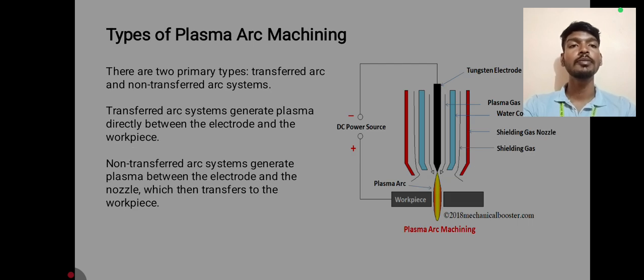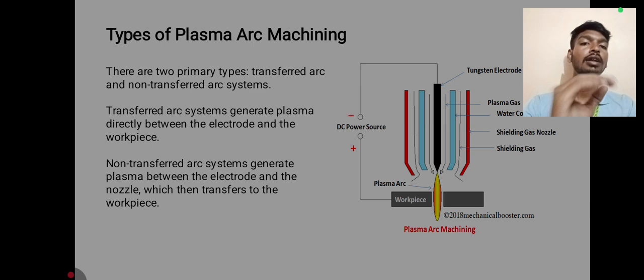Types of plasma arc machining. There are two primary types: one is the transferred arc and the other is the non-transferred arc system. A transferred arc system generates plasma directly between the electrode and the workpiece. A non-transferred arc generates plasma between the electrode and the nozzle, which can then be transferred to the workpiece.